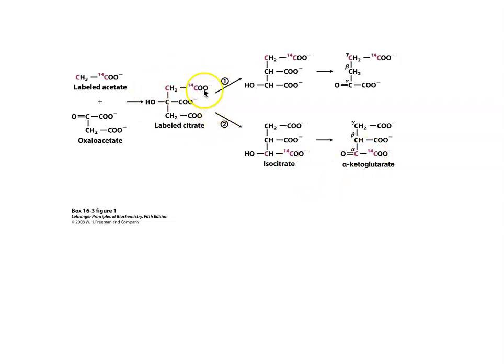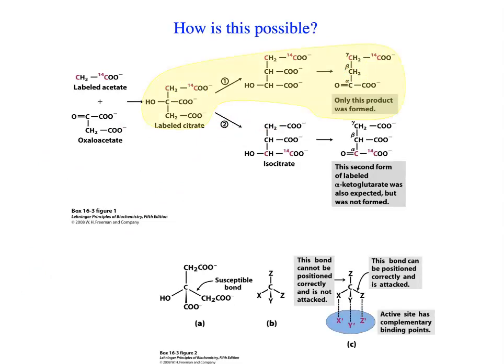So that's what we should expect. This is a symmetrical molecule. However, in the cell, only one form is produced, the one that is labeled at the gamma position. So how is this possible? I mean, anything you've learned in organic chemistry would say this is impossible. Why would only this product be observed in the cell and never this product, or the one that is labeled at the alpha position? Especially since citrate is a symmetric molecule.